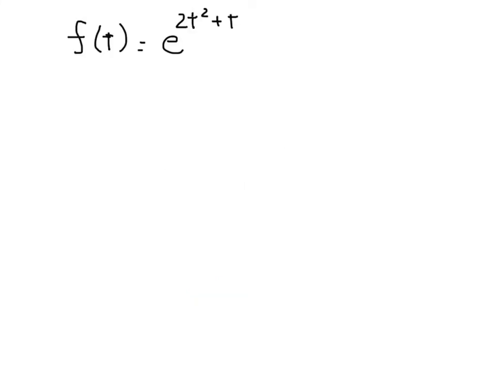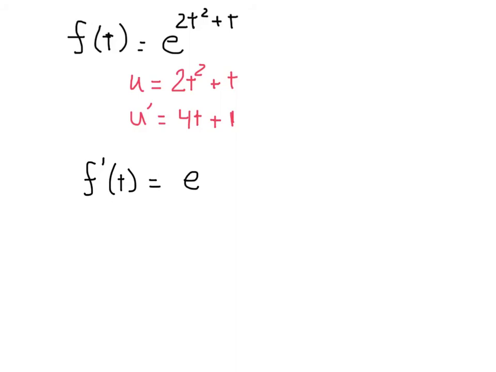Again, I've set up the function at the top so I can work on it. Again, we have an exponent, which is u equals 2t squared plus t. The derivative is slightly more complicated than the ones we did in the other examples. What is this? 4t to the first power plus 1, because the derivative of t is 1. So when we write out this derivative, f prime of t, we're going to have e to the u, which is e to the 2t squared plus t.